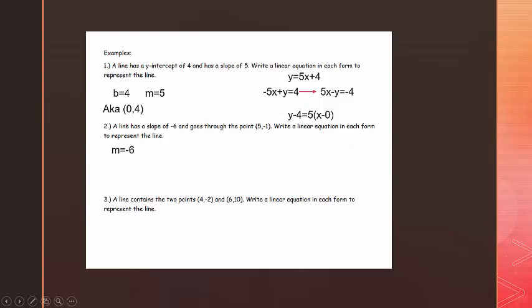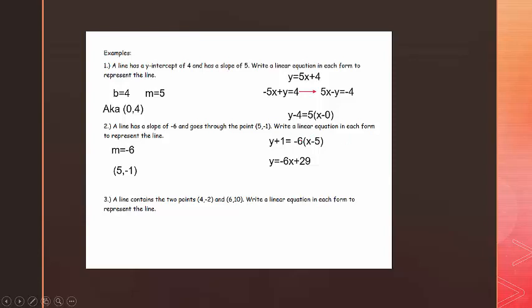Right. Next case scenario, we have a slope of negative 6. And I gave you the point 5 comma negative 1, and that is enough information to write a linear equation. So, good rule of thumb, if I give you a point and a slope, it makes sense to use point slope form. So if I put negative 1 in that y spot, minus negative 1 becomes positive 1. And if I put 5 in this spot, I'm just going to have x minus 5, and then my slope goes in the middle. That's point slope form.